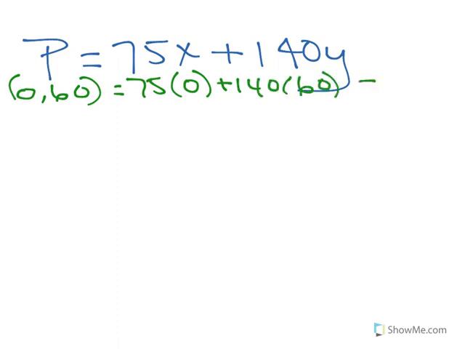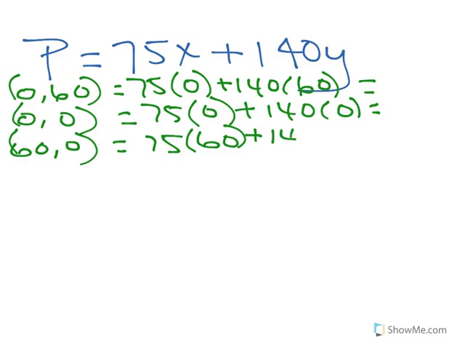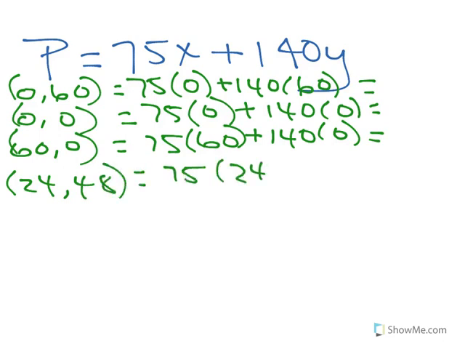And we want to use our calculators and figure out what that is. I'm going to put the 0, 0 in there, and that one's going to be easy. That one's going to come out to 0. This one is 60, 0. And the last one was our 24, 48. Those are the vertices for this one. So let's just do a little math and see what these come out to.